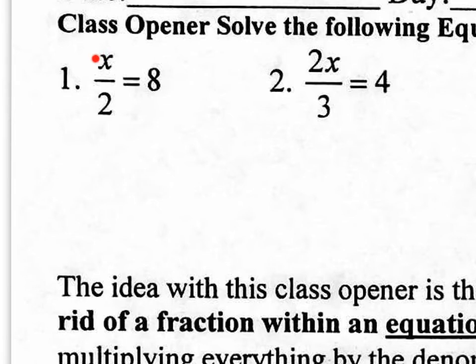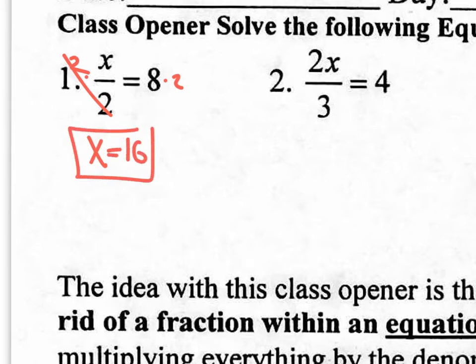So right here it says x divided by 2. So if you want to get rid of the divided by 2, you do the opposite of dividing by 2, which is multiplying by 2, which will cause it to cancel. As long as you do it to both sides, you're good. Because what you do to one side of an equation, you must do to the other. So of course the answer is x equals 16. We all know this stuff.